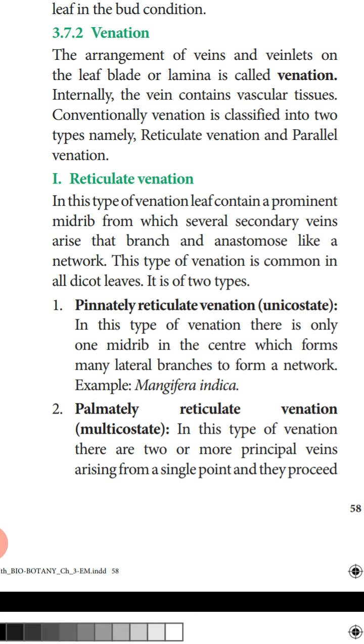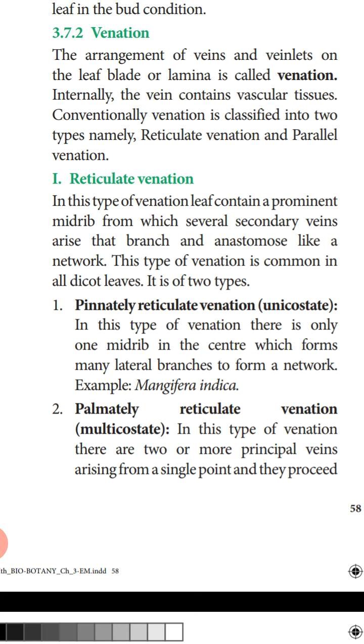Now what is this reticulate venation? From the midrib, the veins arise and the veins give rise to the veinlets. These veins and the veinlets intersect each other and form a network-like structure. Reticulate means network. This is called the reticulate venation.